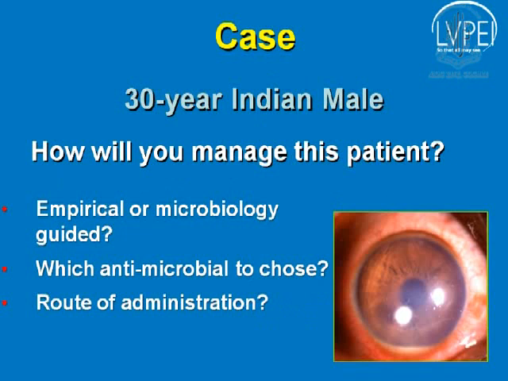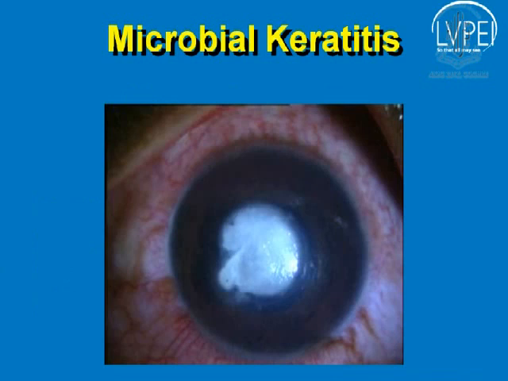Are you going to treat this patient empirically, or are you going to do microbiology in each and every patient who is presenting to you with this clinical picture? Which antimicrobials are you going to choose for the management of this patient, and what are the different routes of administration? Because over the past 15 years we have realized a large number of these patients are not only treated by topical administration but are also given a lot of systemic antibiotics. Are you going to treat this patient using the same strategy as was used in the previous case?